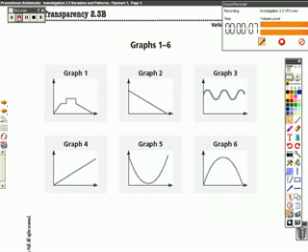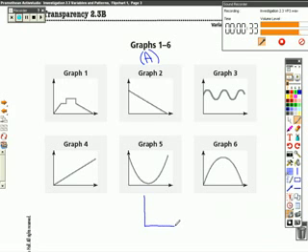We are continuing on with investigation 2.3. What we're trying to do is go through each one to figure out which explanation or which scenario goes with which graph. So we've already determined that A goes with graph number 2. So graph 2 is A. All right, so now we're on B.